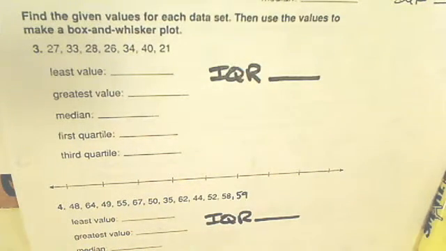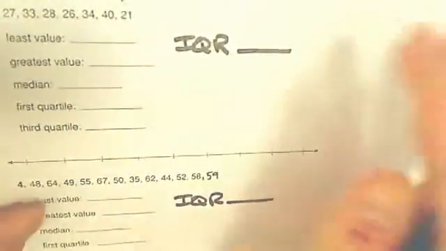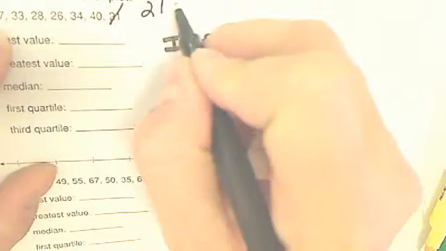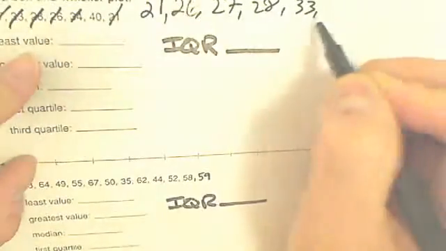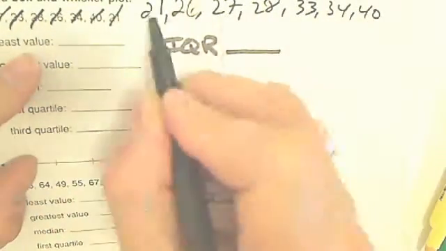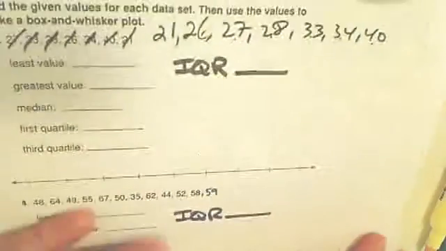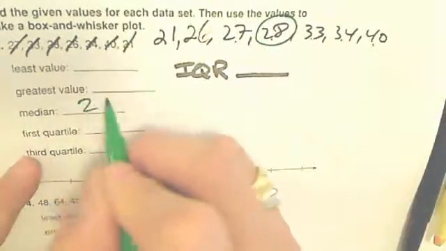Okay, let's see here. So let's go. What's the lowest number? 21. 26. 27. 28. 33. 40. Okay. 1, 2, 3, 4, 5, 6, 7. Oh, because it's odd, it's easy. The middle number, please. 28. 28 is your median.